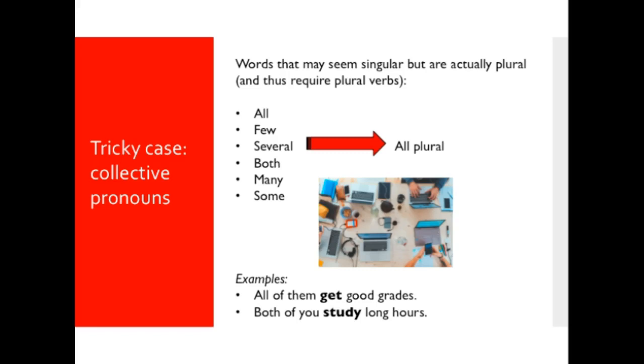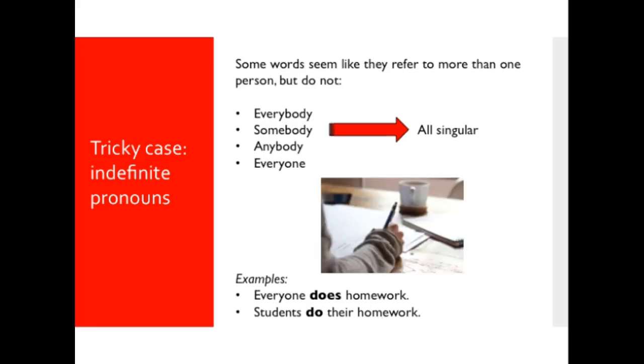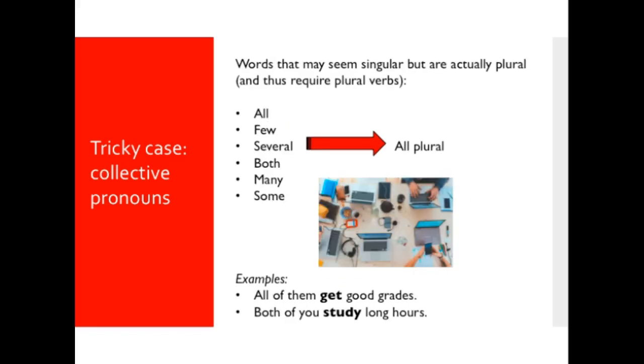So the way to kind of distinguish between these two groups is if it starts with every, some, or any, then everyone, anyone, anybody, all of these are sort of hypothetical. We're talking about singular nouns and verbs. Versus if it's an amount that could potentially be counted, all, few, several, and it doesn't start with every, some, or any, then these require plural verbs.